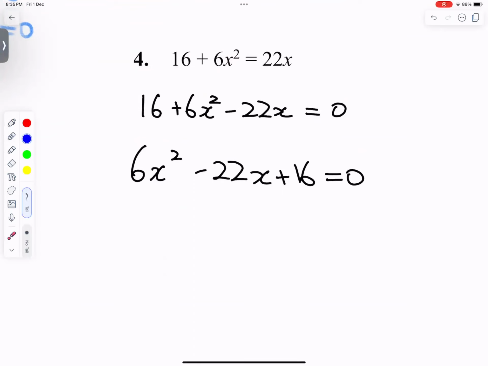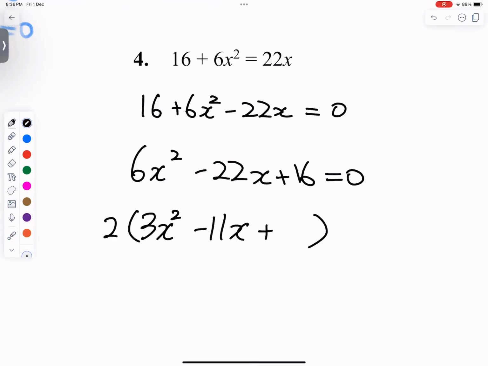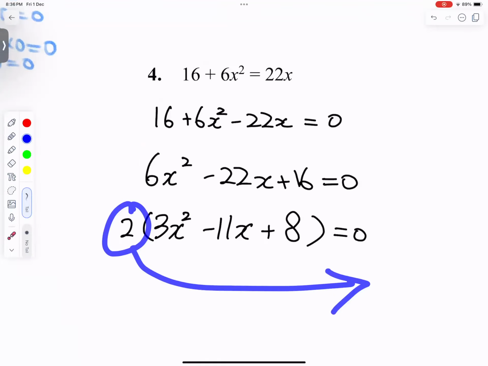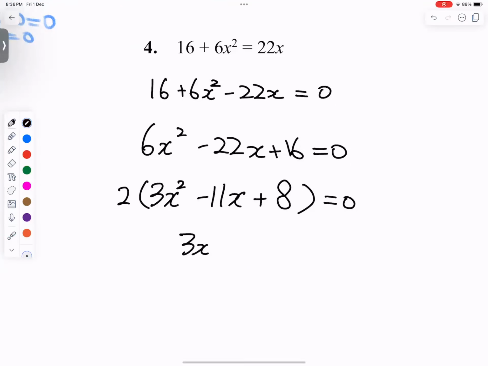And it's still not yet done because if we see the numbers here, there's something special between these numbers. They are all even numbers. That means they can all be divided by 2, which means 2 is common between all of them. You need to take that out first as well. 6 divided by 2, 3x squared. 22 divided by 2, 11x. And then 16 divided by 2, 8. And then 2 here is multiplied, goes to the other side, divided. 0 divided by anything, it's still 0.